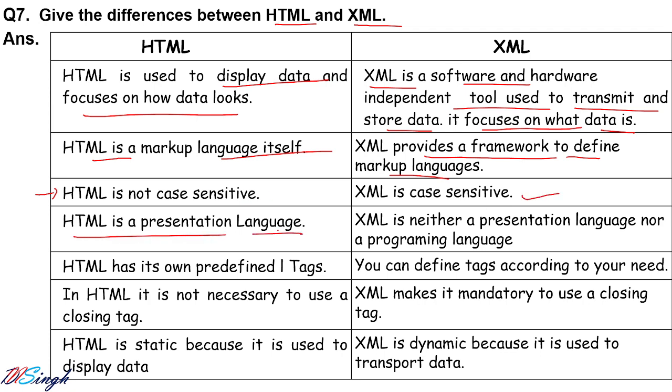HTML is a presentation language because it deals with data presentation. XML is neither a presentation language nor a programming language. HTML has its own predefined tags. You can define tags according to your need inside XML. In HTML it is not necessary to use a closing tag, but in XML it is mandatory to use a closing tag. HTML is static because it is used to display data. XML is dynamic because it is used to transport the data. So this is the difference between HTML and XML.